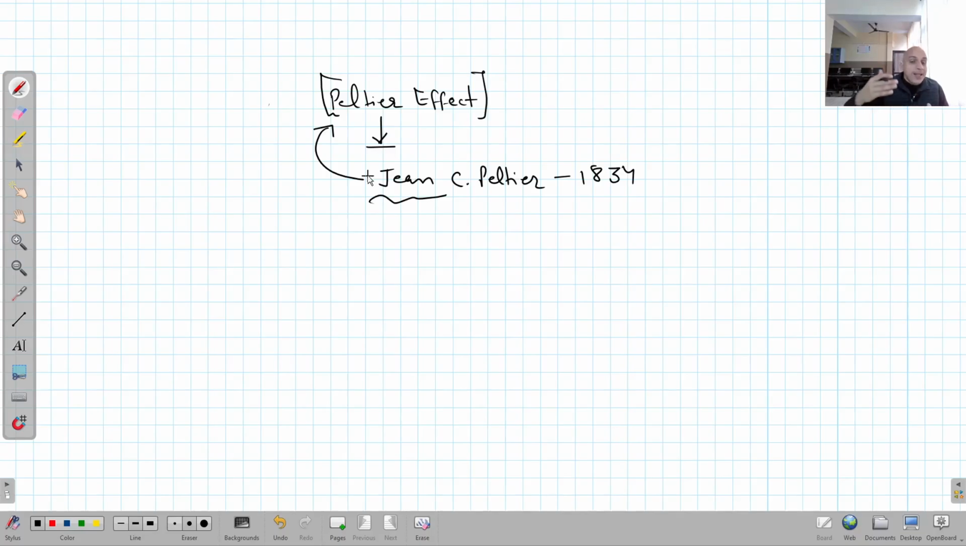Earlier we were supplying heat and cooling at two junctions, but here heat is getting evolved at one junction and heat is getting absorbed at the other junction. So to understand it in a better way, let's take the case of the thermocouple of copper and bismuth.